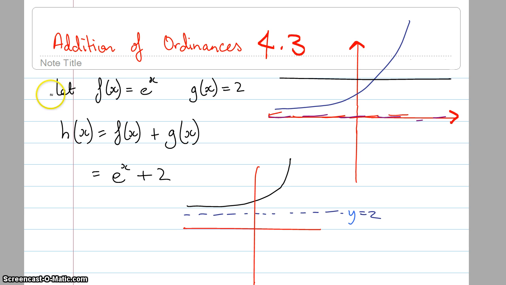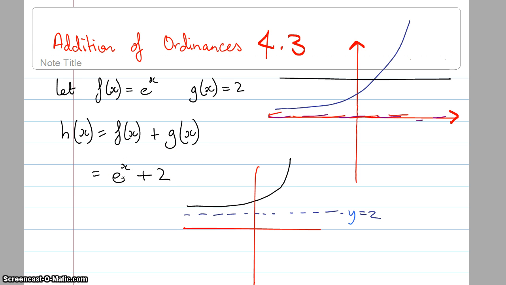So for example, if I've got f of x being e to the power of x, and g of x equaling 2, as you can see, I've got both of those graphs there. One has got an asymptote at y equals 0, and the other one is just a straight line at 2. If I add these two graphs together, the sum of two graphs, or the addition of ordinates, h of x is this new function, which is f of x plus g of x. Then algebraically, I just do e to the power of x plus 2. I just add those two things together.